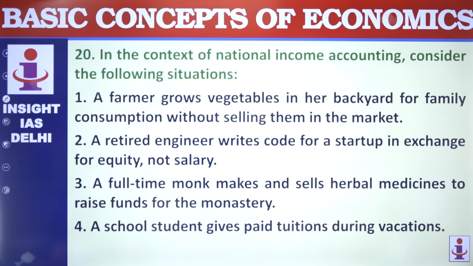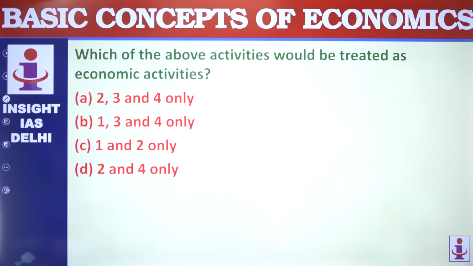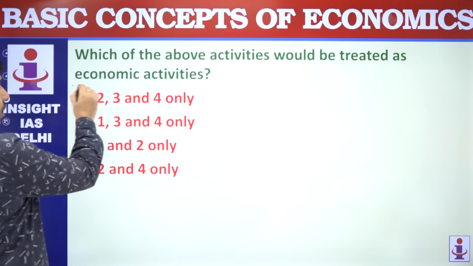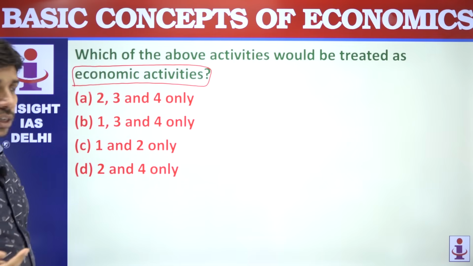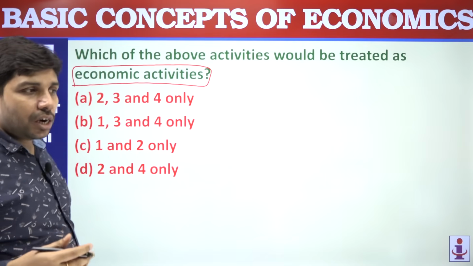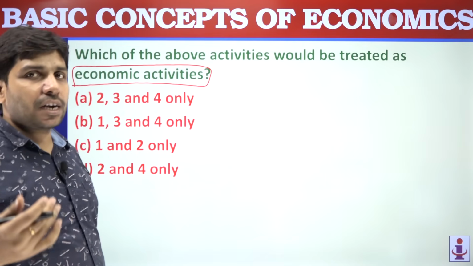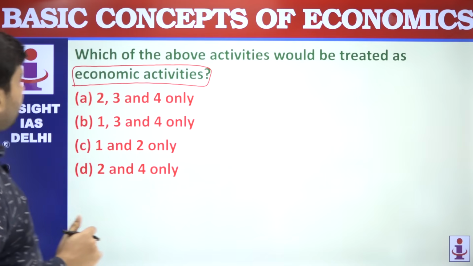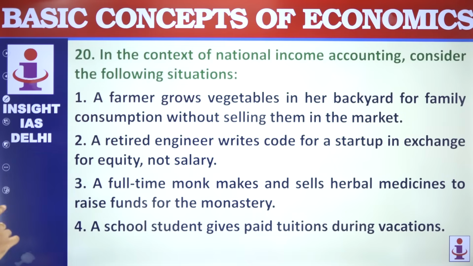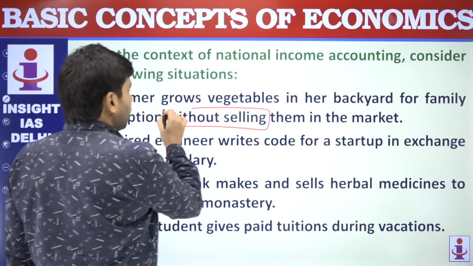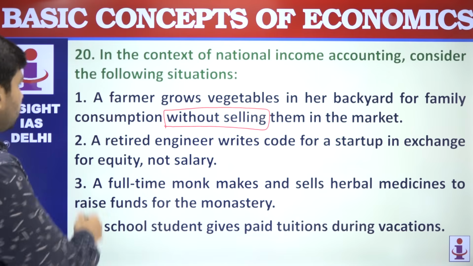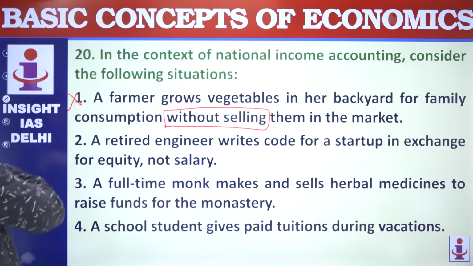National income accounting. Which of the following will be treated as economic activities? Economic activities means where there is an exchange of monetary money. Monetary terms में wherever exchange is happening, that activity will be called an economic activity. A farmer grows vegetables for family consumption without selling them. बेच रहा नहीं कहीं वो, तो there is no monetary exchange. So this will not be called an economic activity.